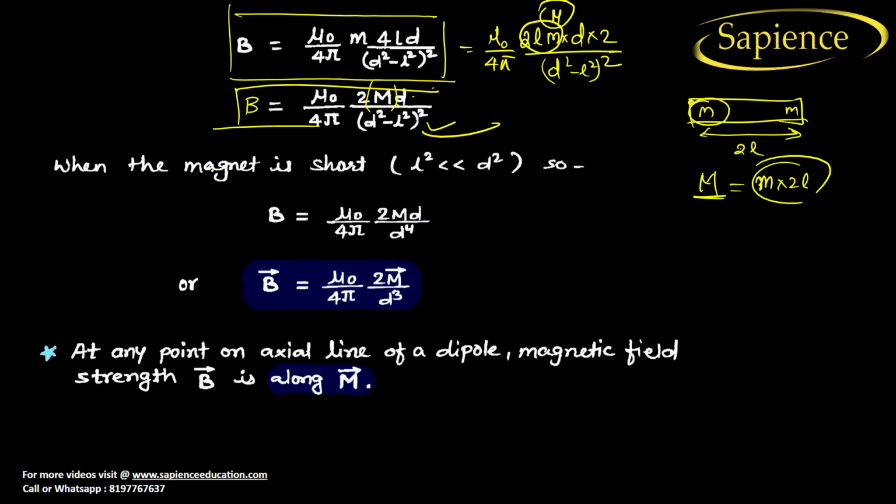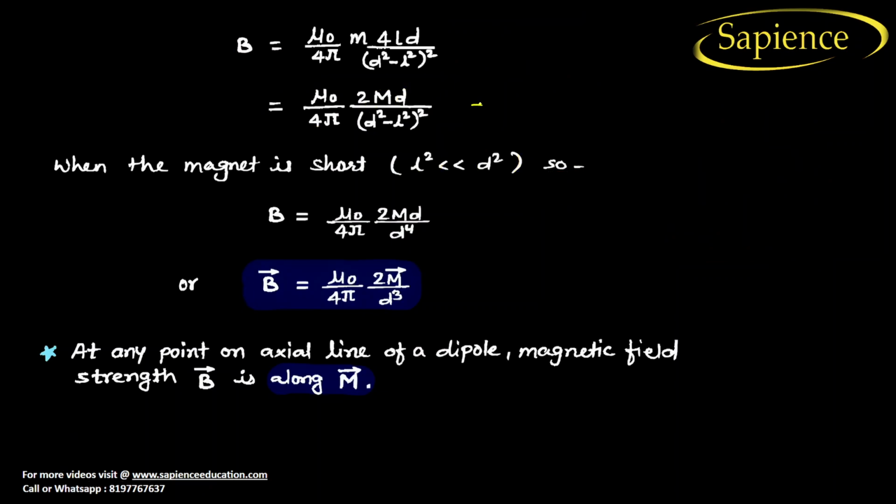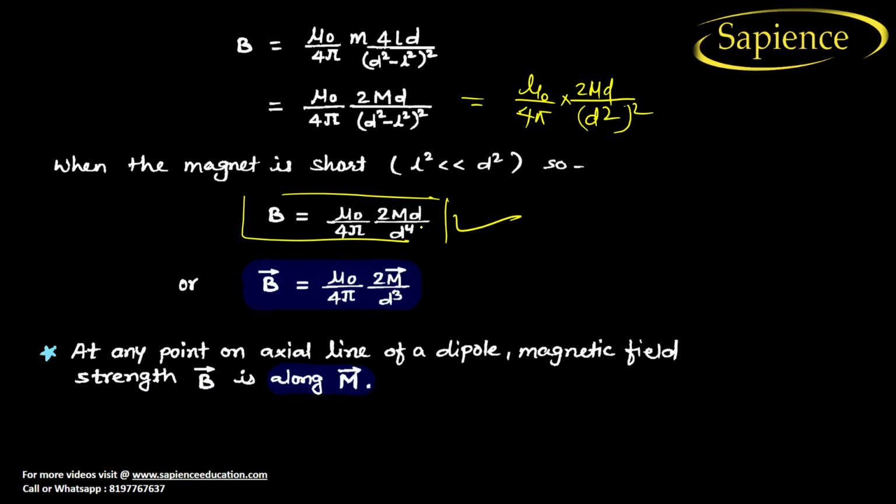Now you have understood this. Now when the magnet is short, it is very short, so what will happen? Let us consider this distance d is very large. It means d square will be very much larger than l square, so we can ignore l square, l square tends to 0. So finally our equation will become μ0/4π into 2Md divided by (d²) whole square. Now if you cancel, d to the power 4, so finally we are getting magnetic field B is equal to μ0/4π into 2M by d cube.